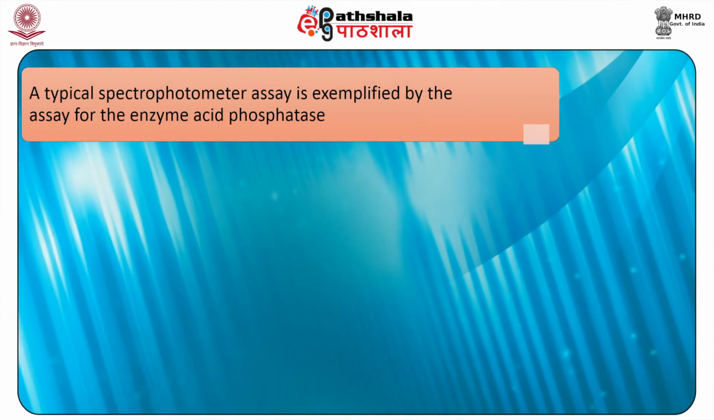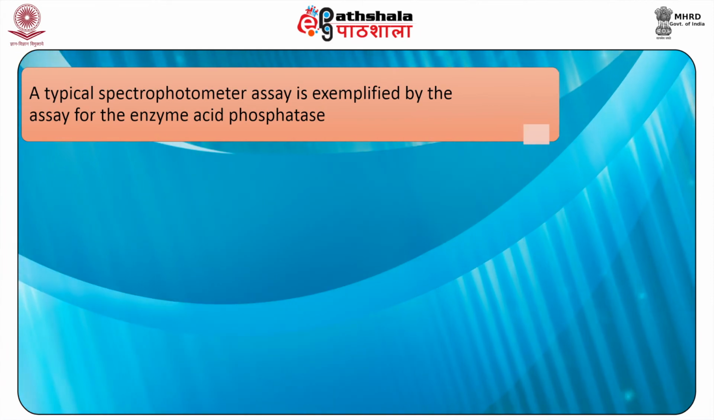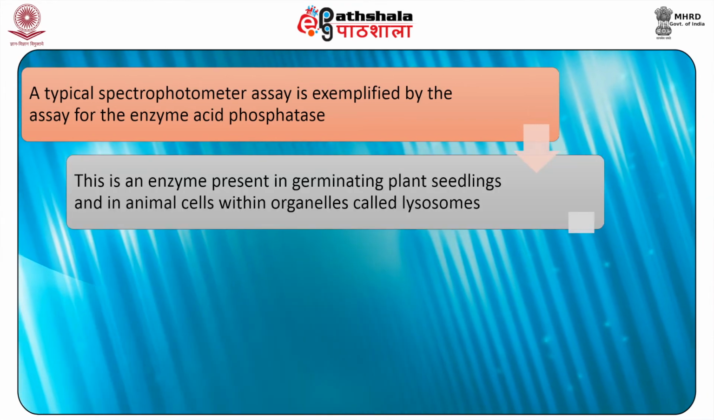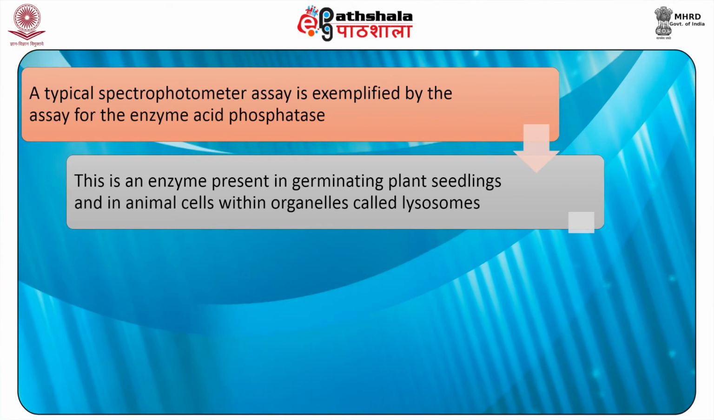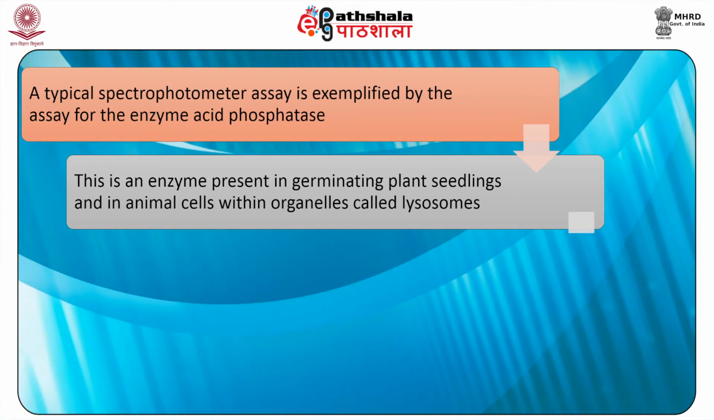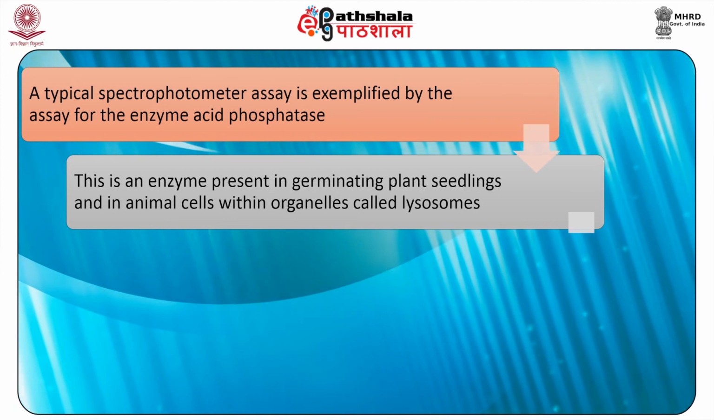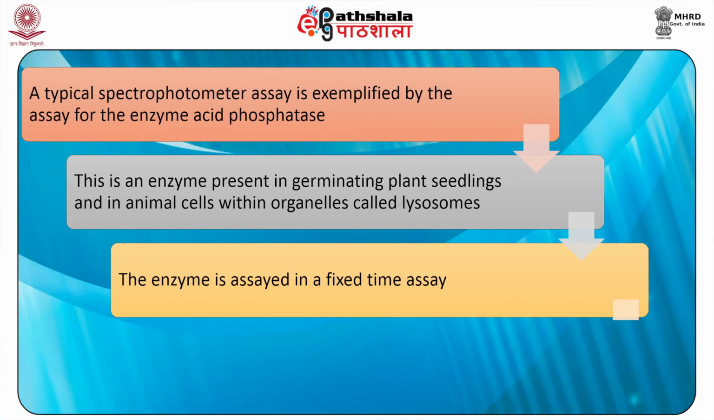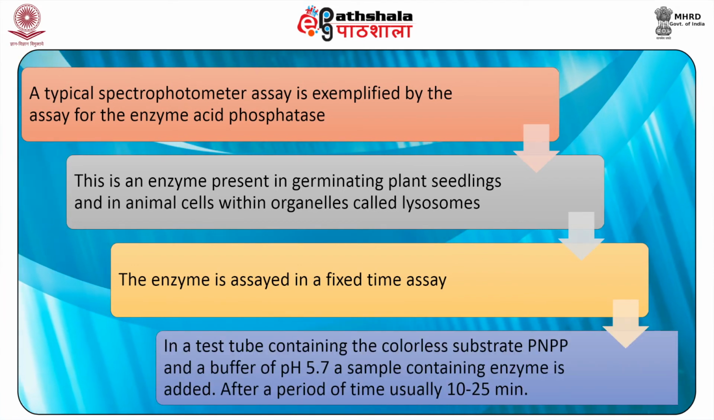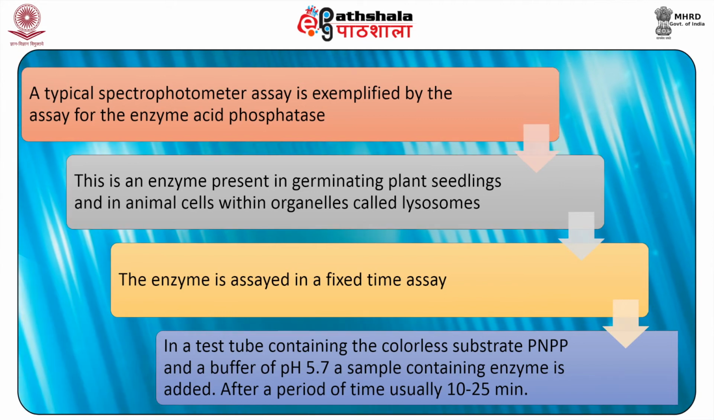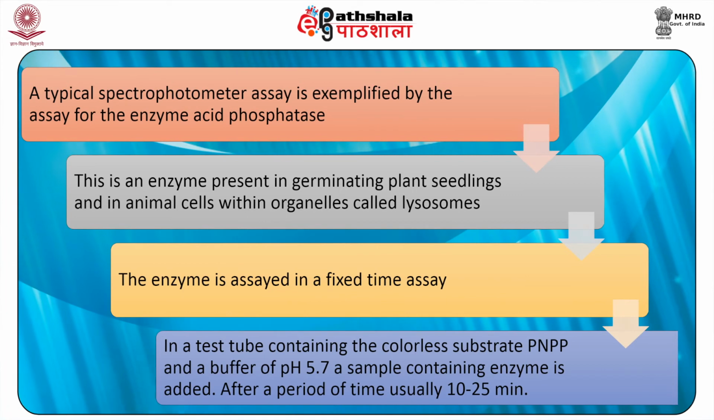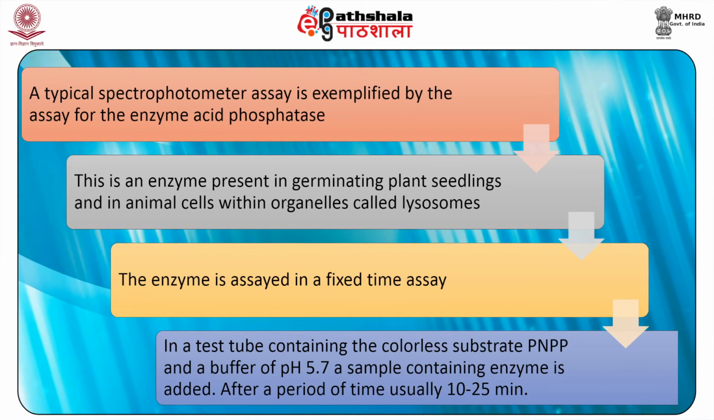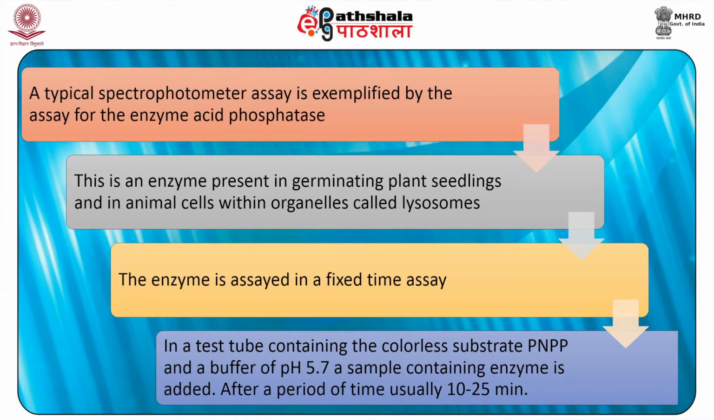A typical spectrophotometer assay is exemplified by the assay for the enzyme acid phosphatase. This is an enzyme present in germinating plant seedlings and in animal cells within organelles called lysosomes. The enzyme is assayed in a fixed time assay in a test tube containing the colorless substrate para-nitrophenyl phosphate and a buffer of pH 5.7. A sample containing enzyme is added.